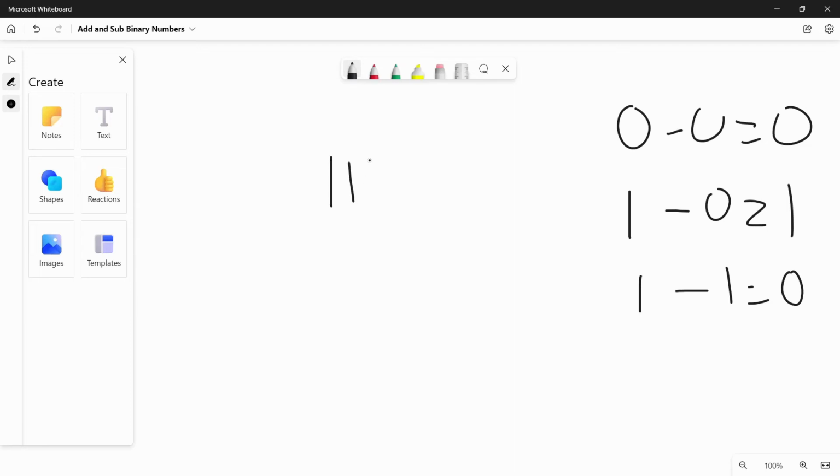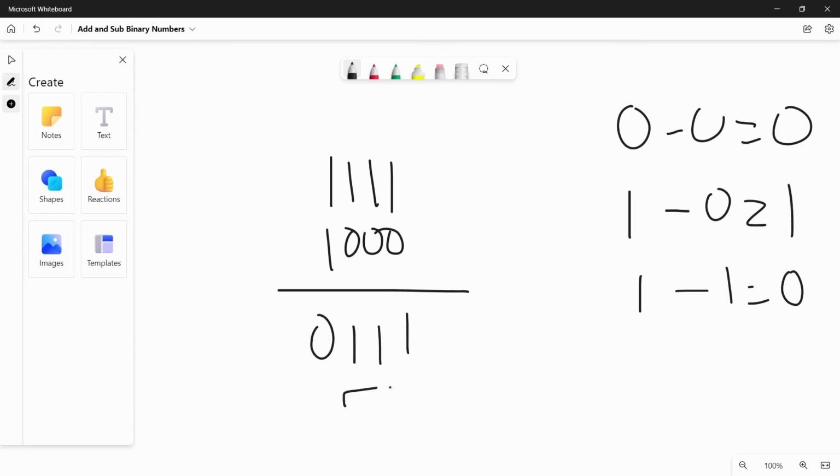15 is 1, 1, 1, 1. And 8 is 1, 0, 0, 0. This one should be easy. So make sure to do it and come back for the answer. 1 minus 0 is 1. 1 minus 0 is also 1. As well as 1 minus 0 is also 1. But 1 minus 1 is 0. Now, if you convert this to decimal, it will give you the binary format of 7.